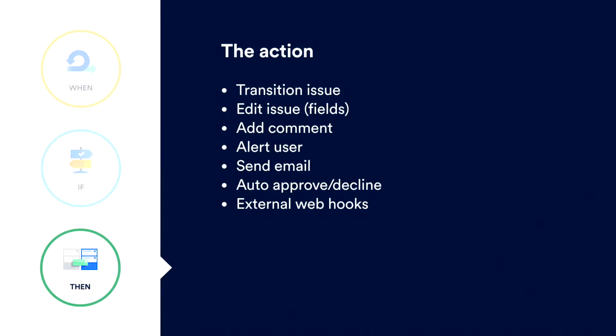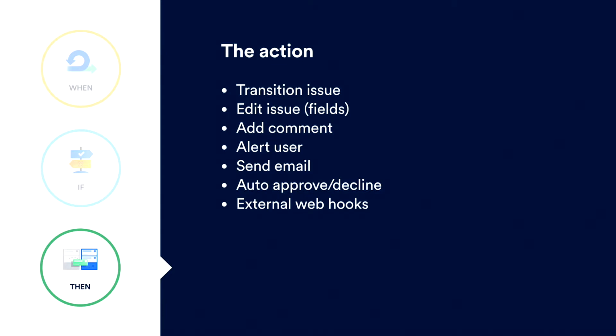Lastly, and the most important thing, is the action. So what can the automation rule do? It can do a whole heap of things. For example, the automation rule can transition an issue. It can edit all the fields on the service desk issue, so not just default fields, but also custom fields that you set up. You can add a comment, both internal and external comments. You can alert a certain user, so you can ping a certain user as well. You can send email notifications out. You can auto-approve or decline approvals, and you can even use webhooks to talk to external systems.